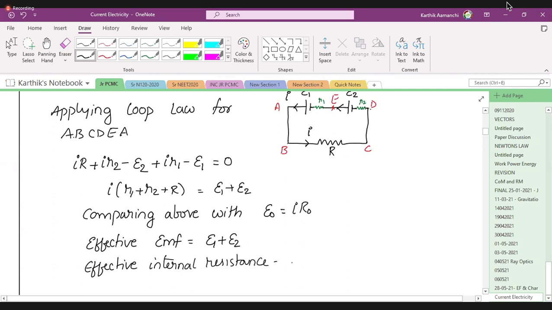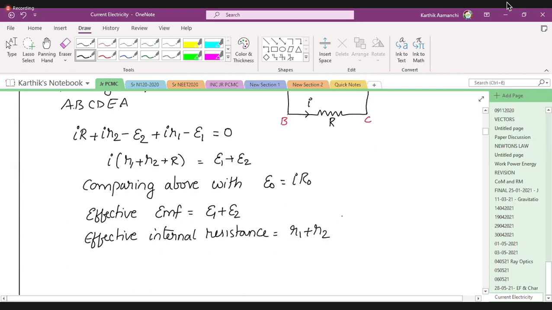How much? R1 plus R2. Clear? Total resistance is external plus internal. Now see, if your resistance is not there, then the current will not come out of the battery, right? Current will be only going inside the cell from negative to positive.